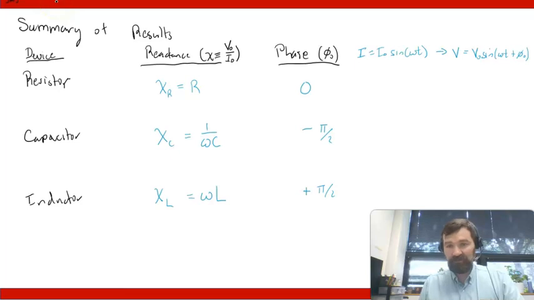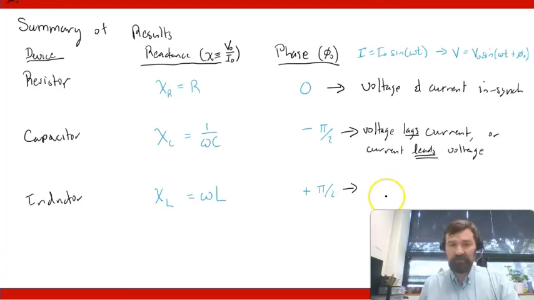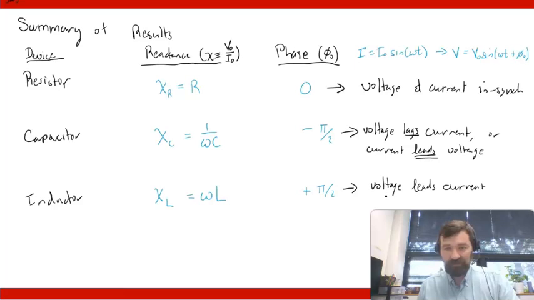Basically, you could describe these as how the voltage and current are related as far as leading and lagging. For the resistor, the voltage and current are synchronized; neither one leads nor lags. For the capacitor, the voltage is going to be lagging the current, or if you prefer, the current is going to be leading the voltage. And for the inductor, the voltage will be leading the current, or if you'd prefer, the current lags the voltage.